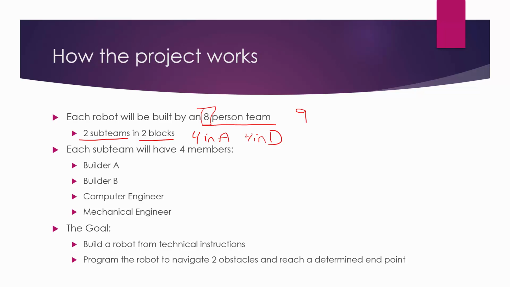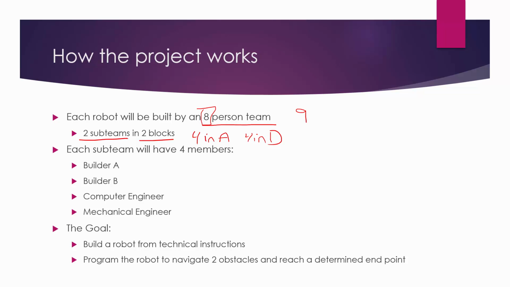Each sub-team, so each block of 4 or 5 kids that makes up your total team, will have 4 members: Builder A, Builder B, Computer Engineer, and Mechanical Engineer. So there will be 2 Builder A's, one in Block A and one in Block D, 2 Builder B's, 2 Computer Engineers, and 2 Mechanical Engineers. We broke it up this way so that we can achieve all of this within the 4-day time period we've allotted for this project.